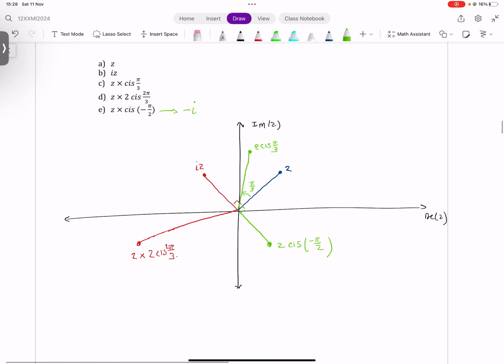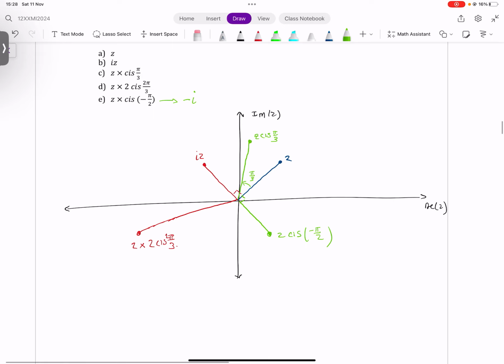Something I want to note as well is when we rotate it, for example, by 2 pi on 3, it doesn't mean the argument of the complex number is 2 pi on 3. So part D, it doesn't go over here at 2 pi on 3 because we're not only rotating it by 2 pi on 3, but we're adding it to the original argument of the complex number.